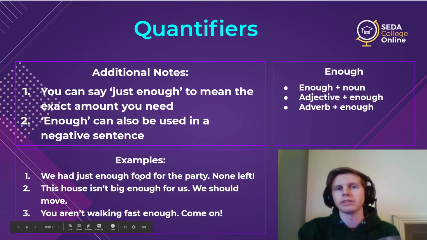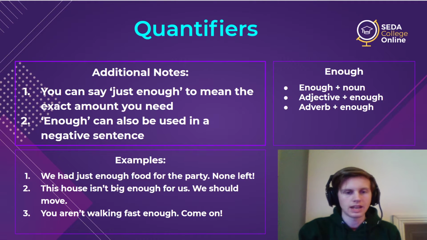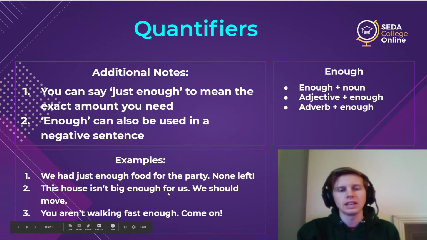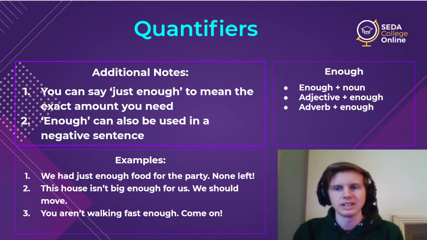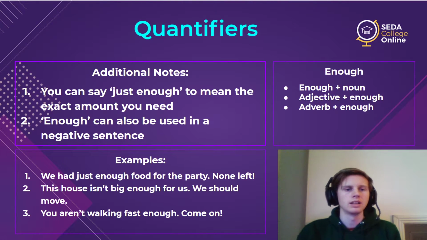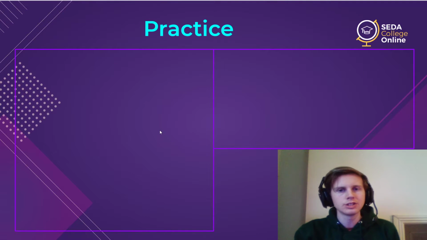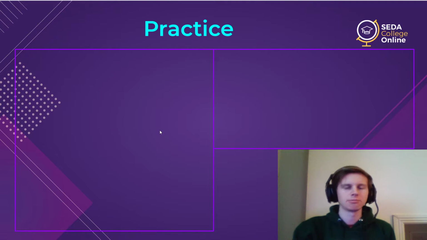So just know about enough. If you use it with a noun like food, we had just enough food, enough is first. If you use it with an adjective or an adverb, it comes after the word. Those are the only notes. This is just some additional notes about enough. And yes, as a note for pronunciation, think of this like an F sound. Enough, enough. Okay, so let's do some practice with all of this.